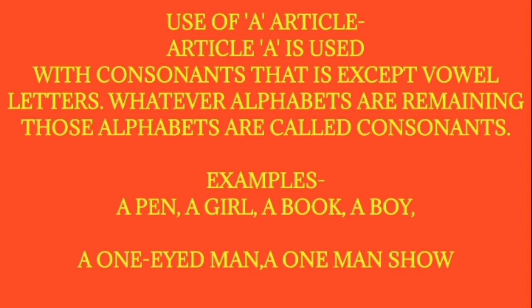A book. A boy. A one-eyed man. A one-man show. In these two examples, my dear students, the starting alphabet is O, but how is it sounding? W. One. So that's why we have to use article A here.